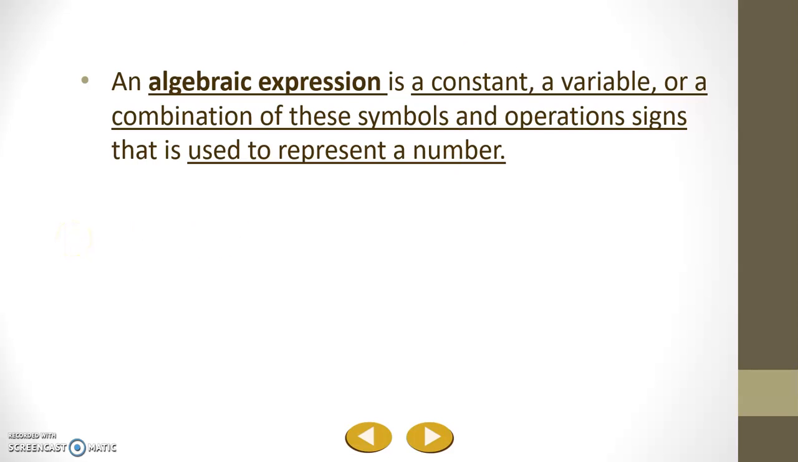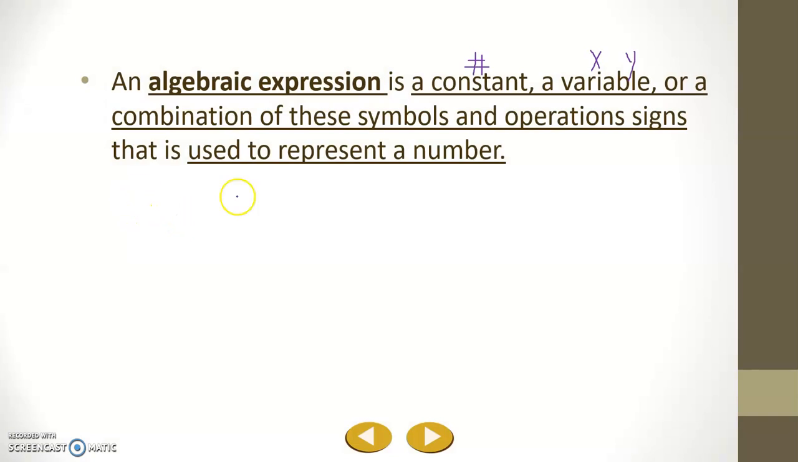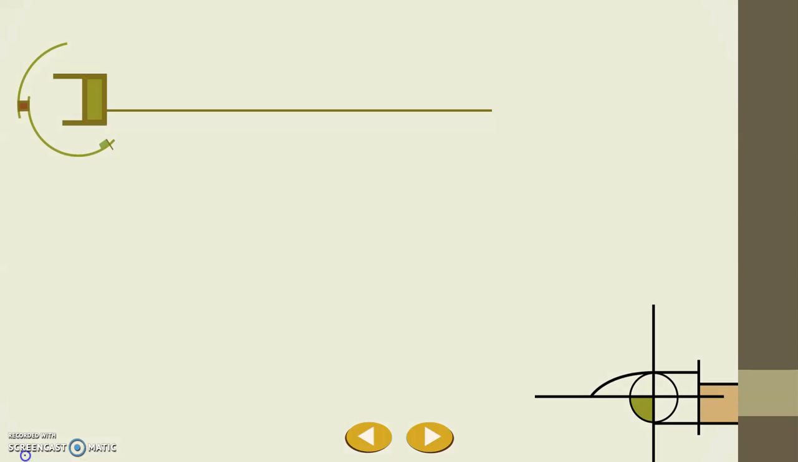An algebraic expression is a constant, that's a number, a variable, usually x or y or some other letter, or a combination of these symbols and operation signs that is used to represent a number. For example, we could have 4a, that's a constant and a variable. Or 3a squared b. That's an algebraic expression as well. We have a constant, a variable, and operation signs. We've got the exponent sign in there.